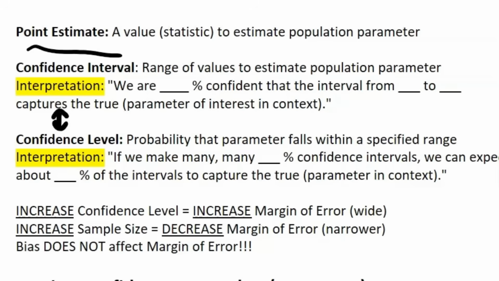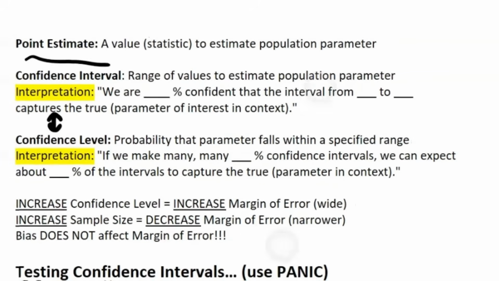Now, a key thing to know is the difference between a confidence interval and a confidence level. Your confidence interval is the range of values that estimates your population parameter. It's pretty obvious. But your confidence level is the actual percentage, like 90%, 95%. That's the probability that the parameter falls within a specified range.